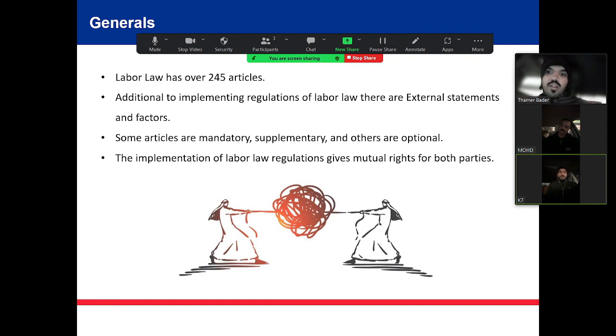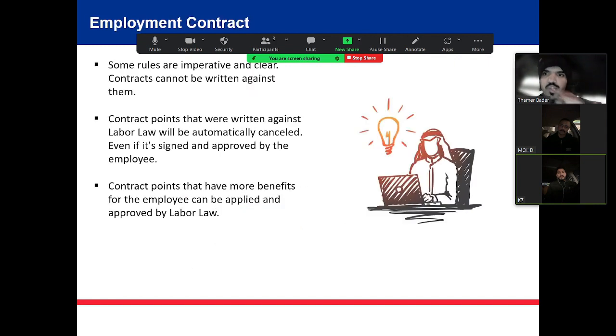You're welcome. The last point is that the implementation of labor law regulations gives mutual rights for both parties. So the upper hand doesn't go to the organization or even to the employee. Each has their own rights. Let's go next. Employment contract. Some rules are imperative and clear. Contracts cannot be written against them. For example, there are some articles.